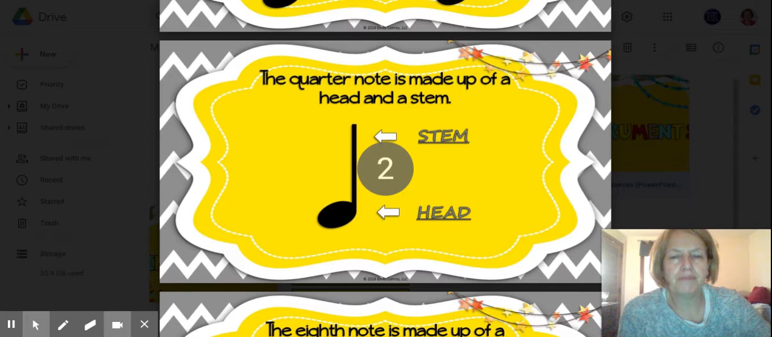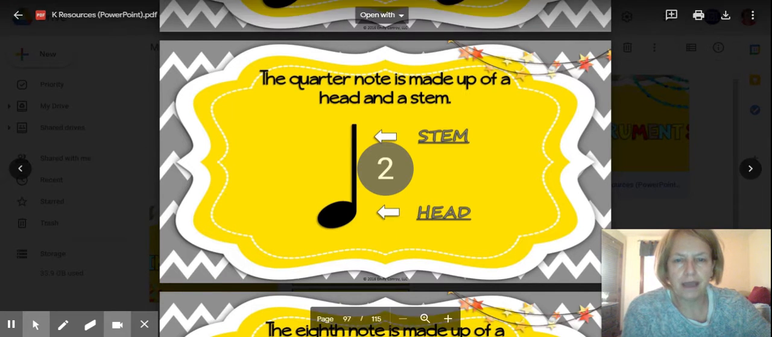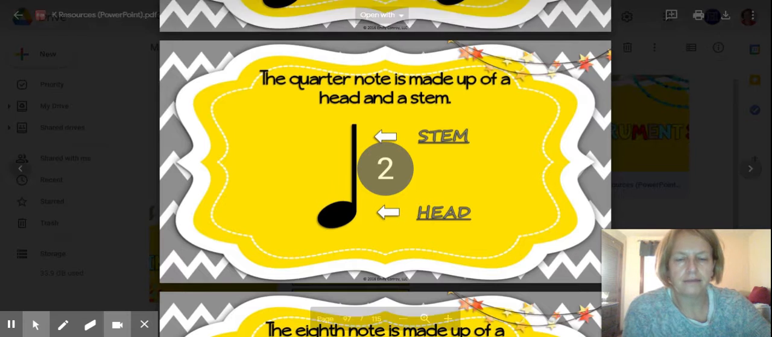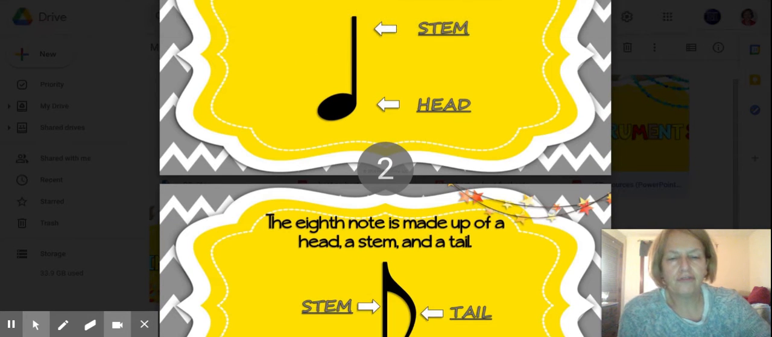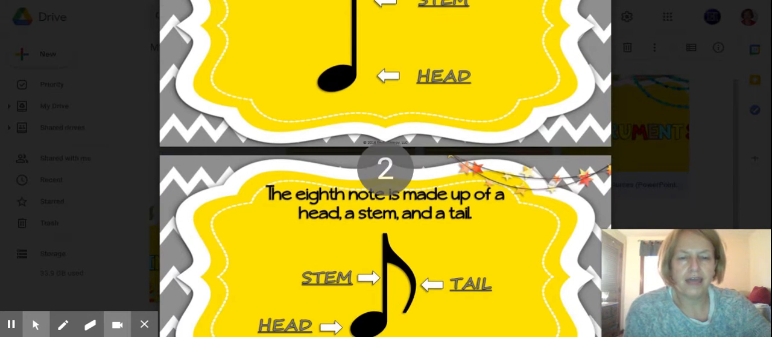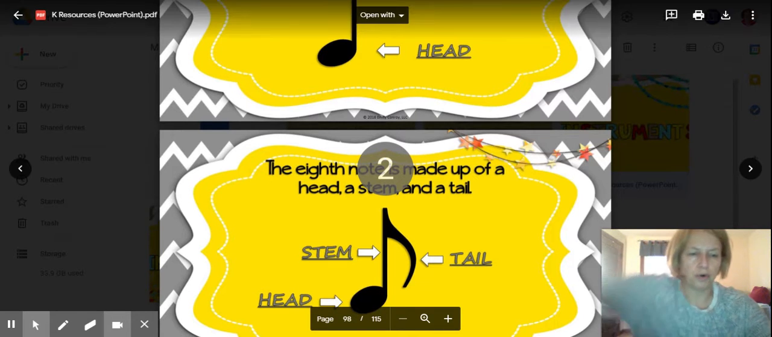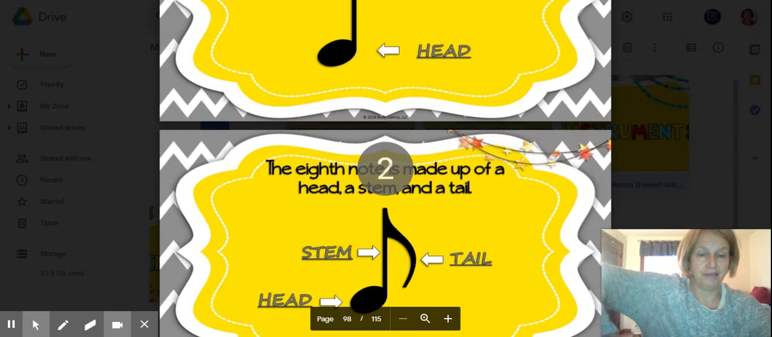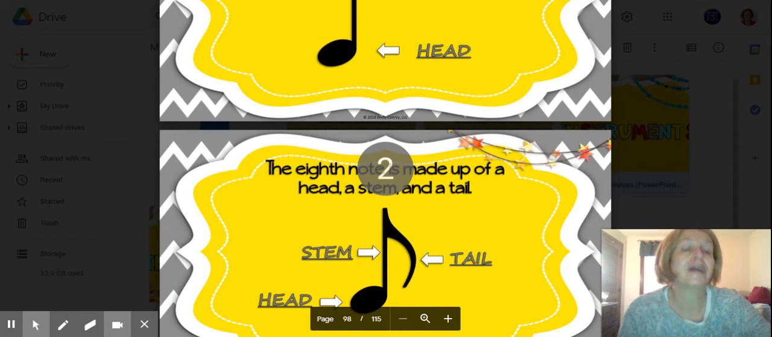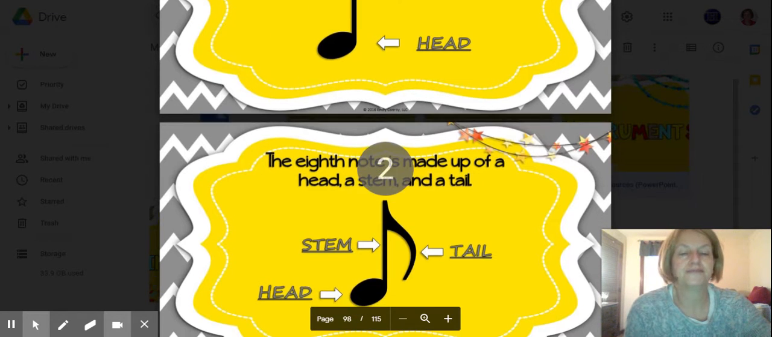The quarter note is made up of a head and a stem. Here's your stem, and there's your head. The eighth note is made up of a head, a stem, and of course our little tail. Remember the eighth note story when the arm's just hanging? That's because his friend isn't there. This is just 1 eighth note, which says ti.